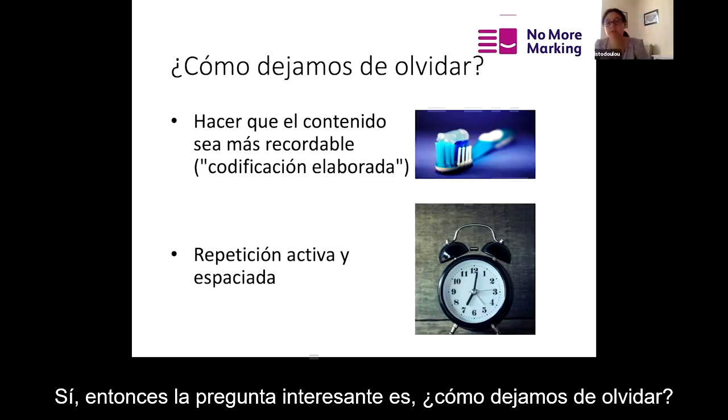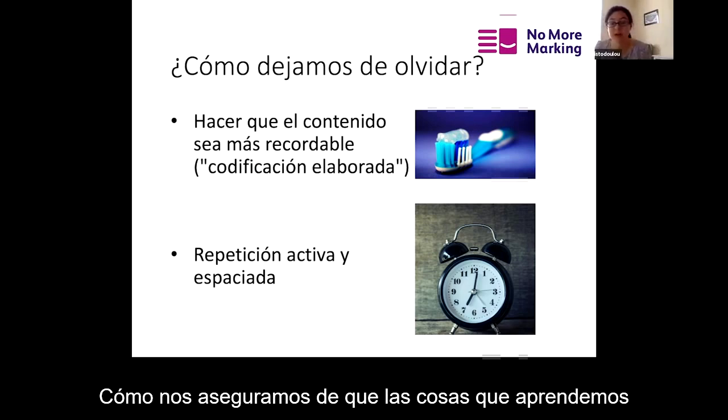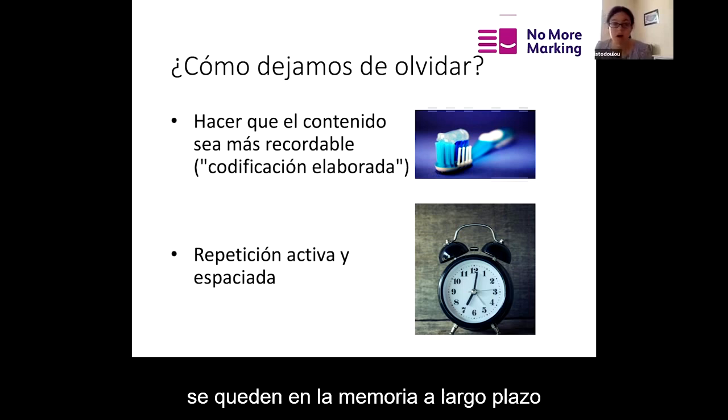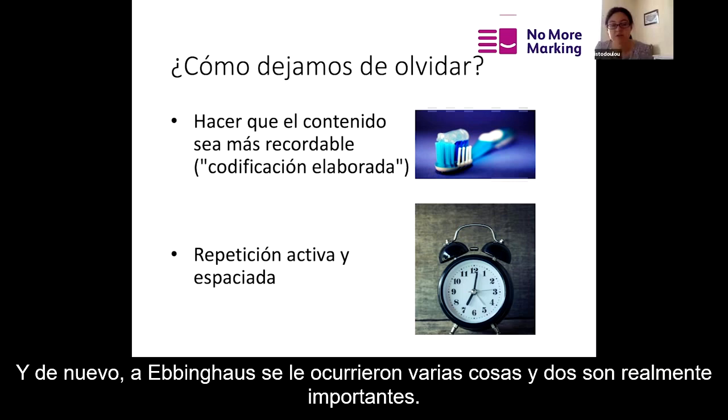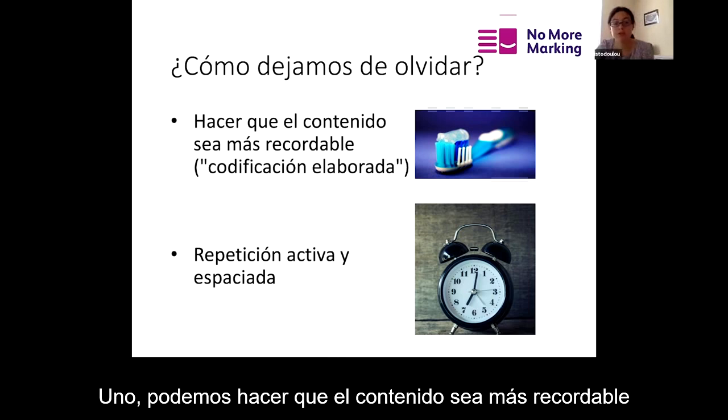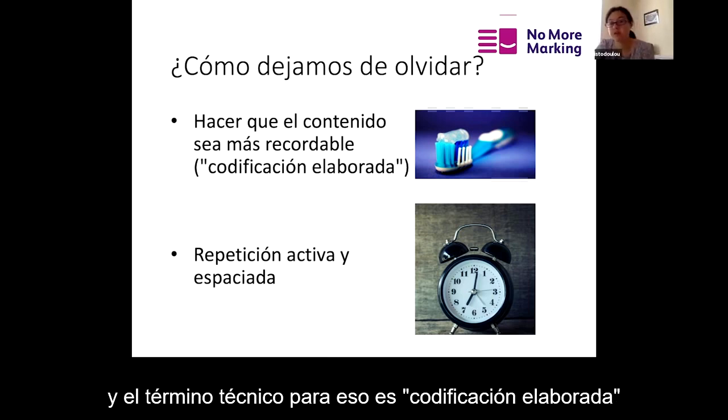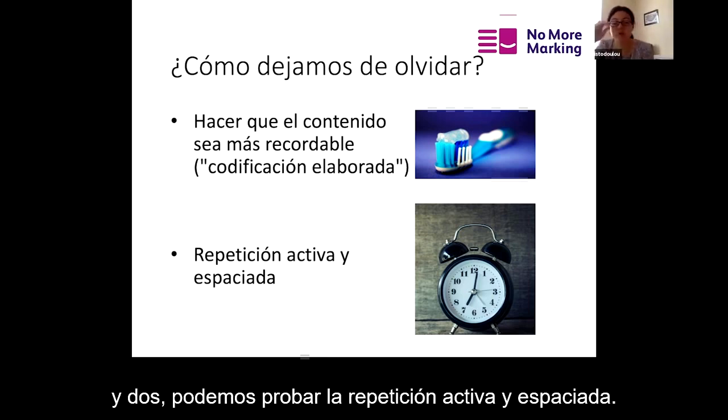Yeah, so the interesting question then is, well, how can we stop the forgetting happening? How do we make sure that the things we learn are sealed up in long-term memory and they're not just draining away? And so again, Ebbinghaus and others come up with various things, and two really important things. One, you can make the content more memorable, and the technical term for that is elaborative encoding. And two, you can try active and spaced repetition.